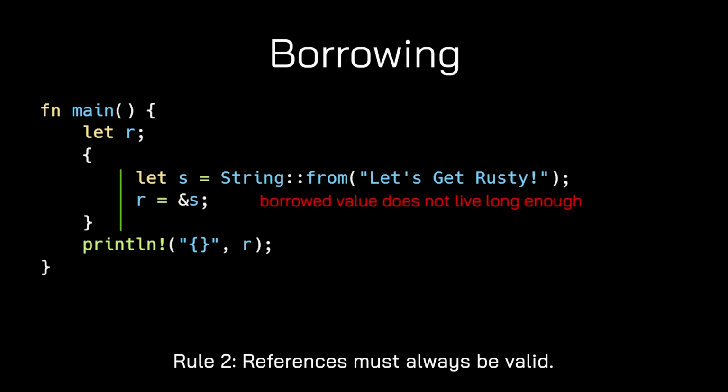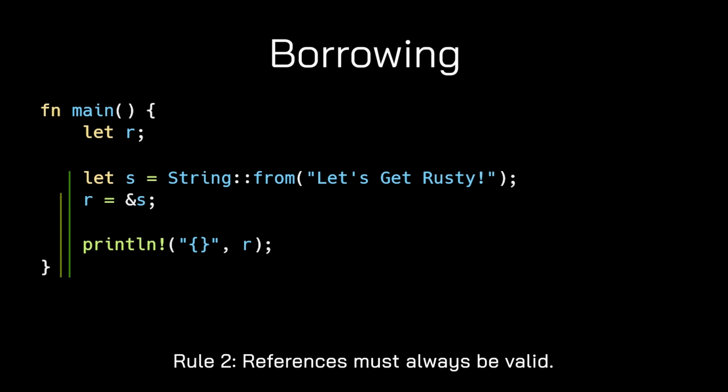In this case, the lifetime of the owned value s ends at the end of the inner scope, while the lifetime of the reference extends beyond the inner scope because we pass it to the println macro. To fix this, we can simply remove the inner scope. Now the lifetime of s extends to the end of the main function, and the reference we pass into the println macro is valid. The second borrowing rule ensures memory safety by preventing you from accidentally accessing deallocated or uninitialized memory, all without introducing runtime overhead.